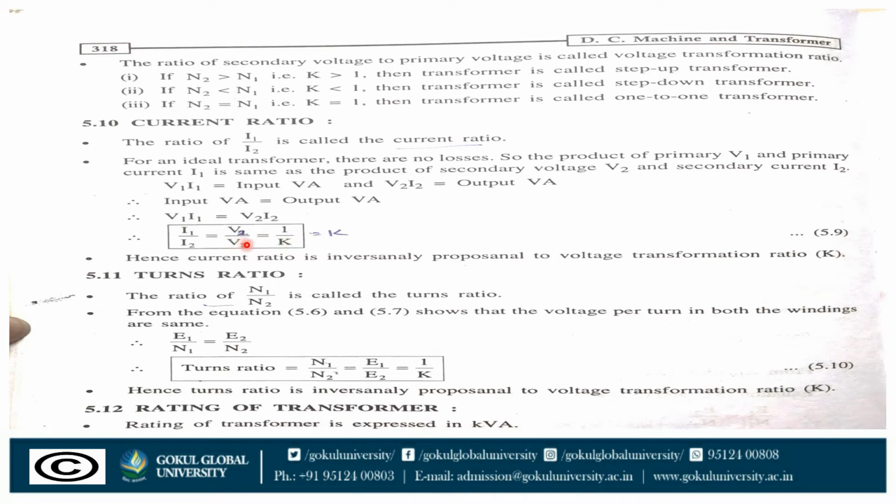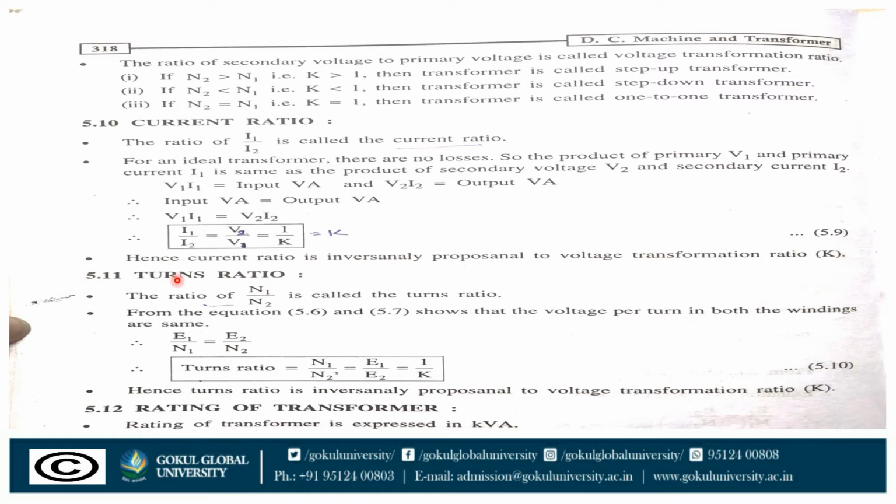We know that the voltage transformation ratio V1 by V2 is equal to K. So here V2 by V1 is equal to 1 upon K. So the current ratio is inversely proportional to the voltage transformation ratio. We can say that the current transformation ratio is inversely proportional to the voltage transformation ratio.